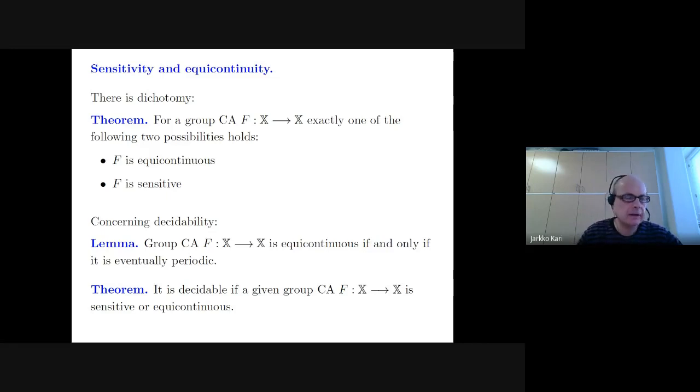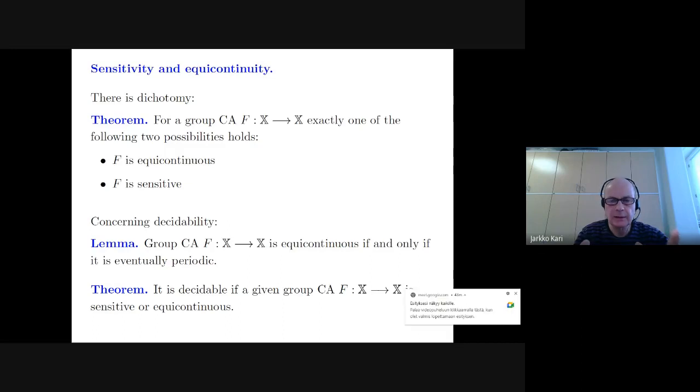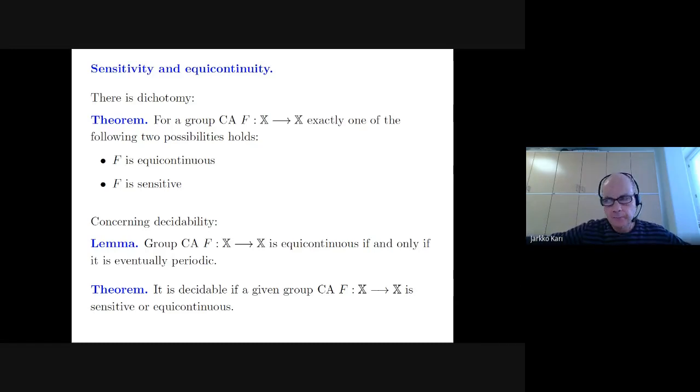So I didn't really have time yesterday to define these concepts precisely, but just briefly, a cellular automaton is sensitive if you have an observation window such that any configuration can be modified arbitrarily far away in such a way that that modification will eventually be seen in your observation window. So changes to your initial configuration propagate. Your initial configuration can be changed arbitrarily far away such that your modification propagates to your observation window.